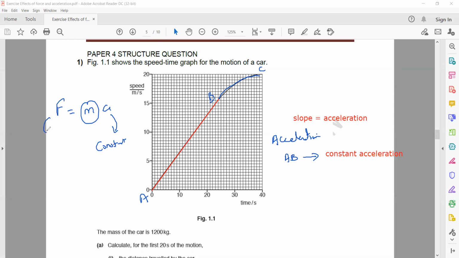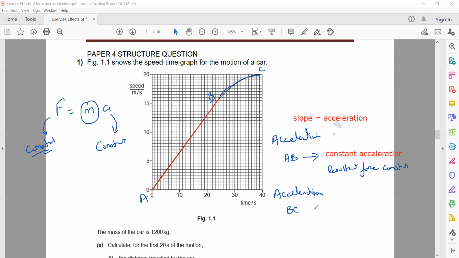what happens to the force? The resultant force will also remain constant. So if acceleration is constant, the resultant force will be constant as well, or the resultant force will not change. The term constant means it's not changing.